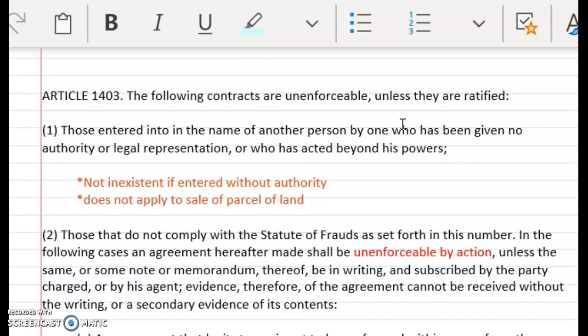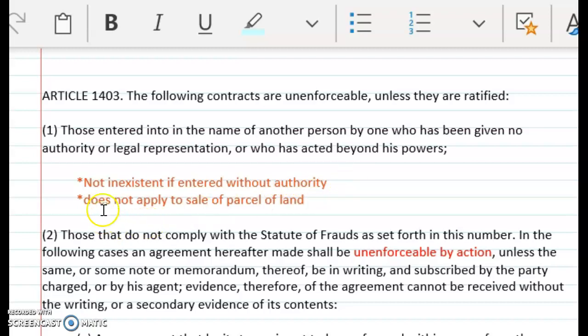So, actually, it is not inexistent if entered without authority. Obviously, a contract entered into by one in behalf of another without authority is made without the consent of the latter. Nonetheless, the contract is not inexistent nor void, but unenforceable. An inexistent or void contract may not be ratified, but this kind of contract is subject to ratification. So even if the alleged principal did not ratify the contract made in his behalf without authority, the contract does not become void but cannot simply be enforced against him. So here it is not inexistent if entered without authority. It's just that it's unenforceable.